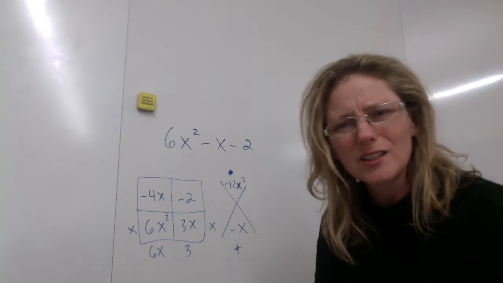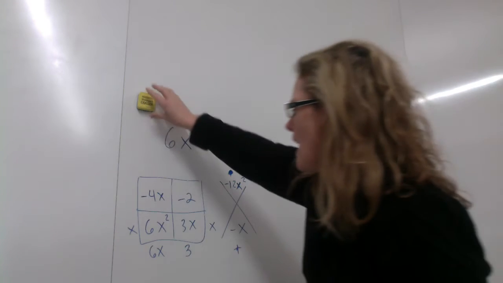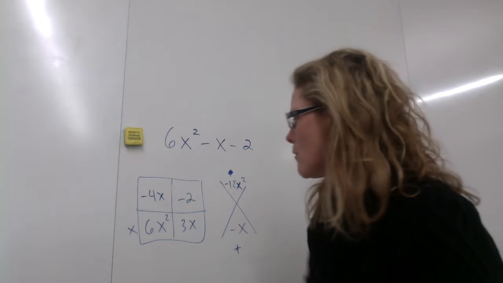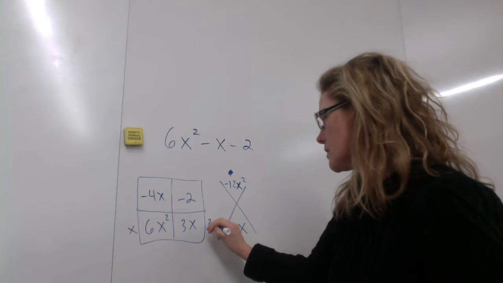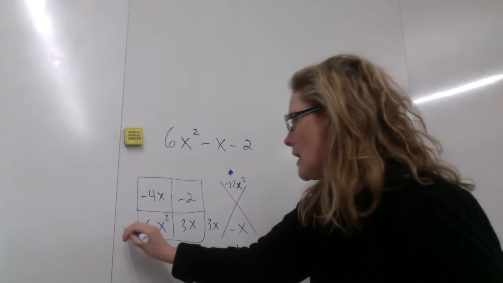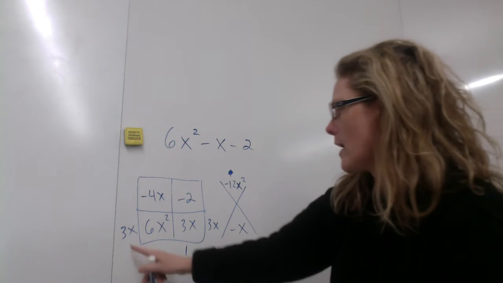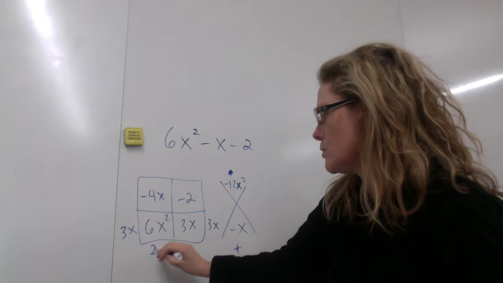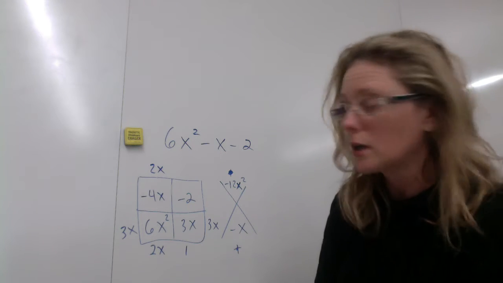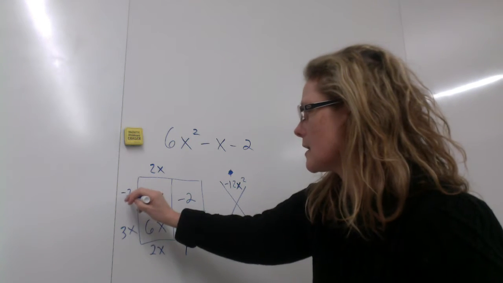Is that going to work? I don't think so. Let me go back. All right, let me recheck this. Maybe I want to put 3x here, and I want to put 1 here. Let me go back and try that. So now I have 3x, that makes this 2x. Okay, it looks like that's going to work. Good, I have 2x and negative 2.